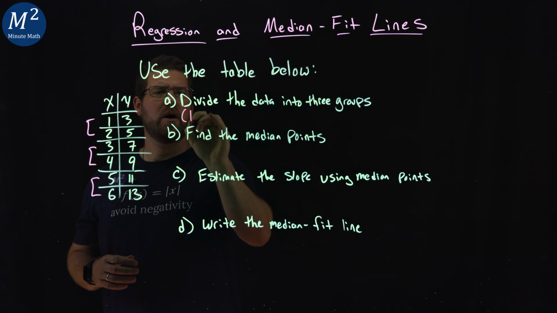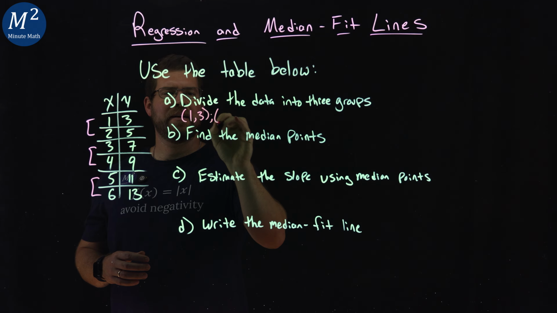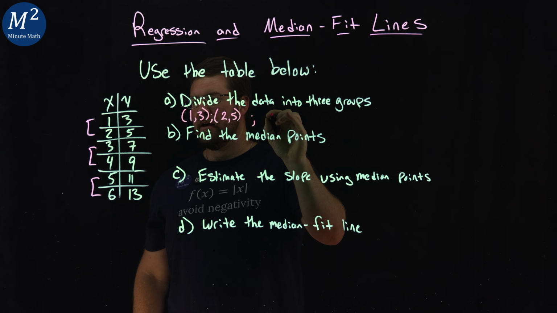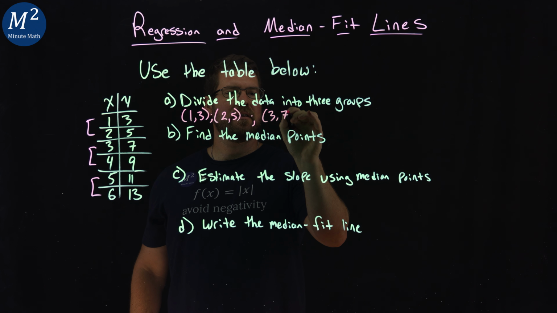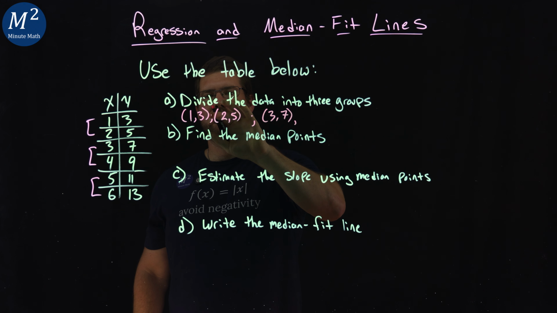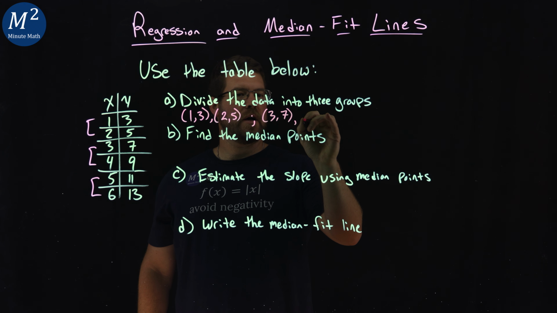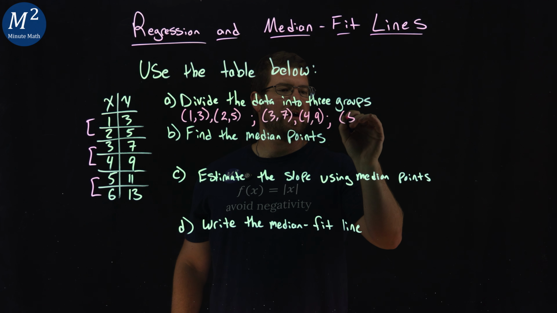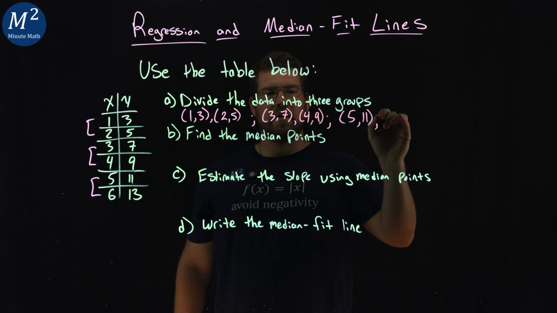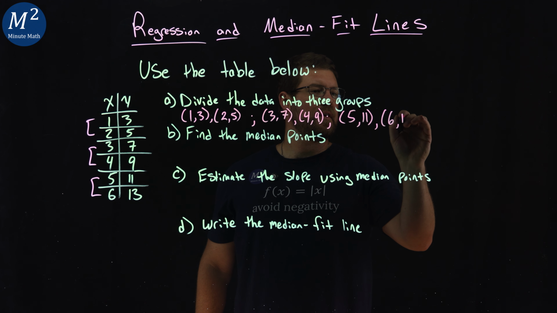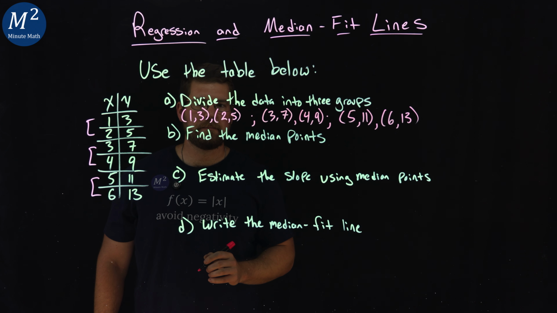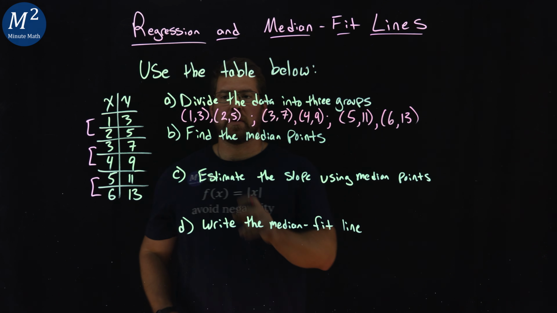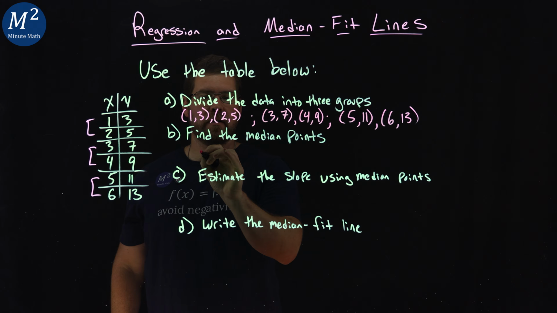So I have 1, comma 3, and 2, comma 5 as our first group. Then we have 3, comma 7, and 4, comma 9 as a second group. And lastly, 5, comma 11, and 6, comma 13 as a third group. Now we want to find the median points for each group. So we're going to average the x values and average the y values.